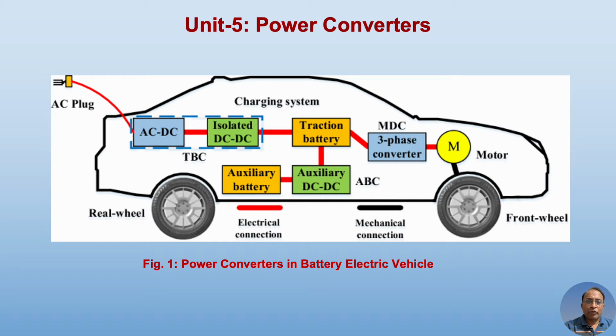Now we are going to discuss the fifth unit, which is mainly about power converters or power electronic circuits. In this chapter, we are going to study various electric circuits used in electric vehicles. As we know, all the energy flow within an electric vehicle is in the form of electric current. Hence, a large number of electric circuits will be required in order to control the operation of electric vehicles.